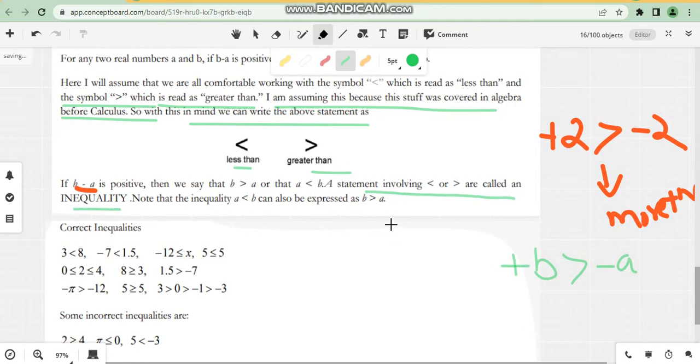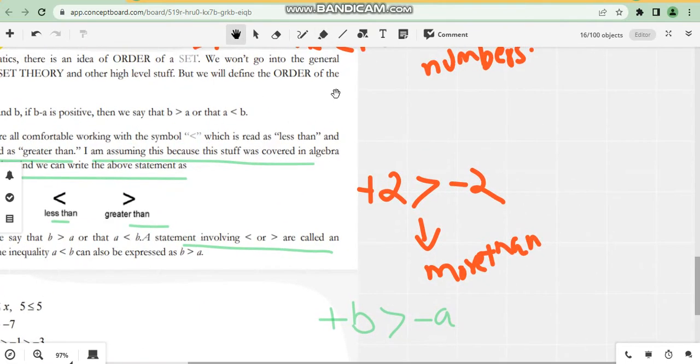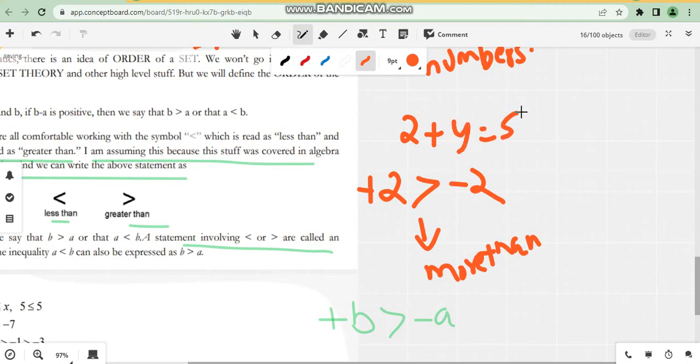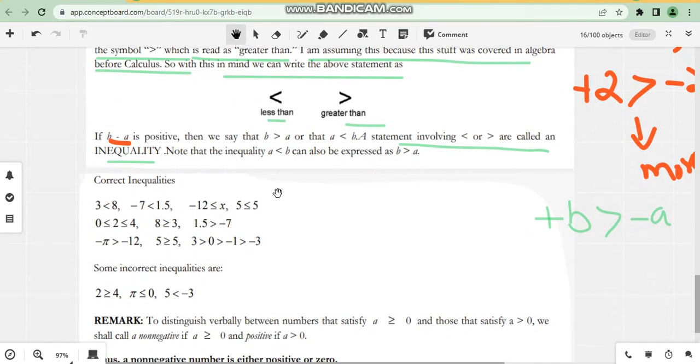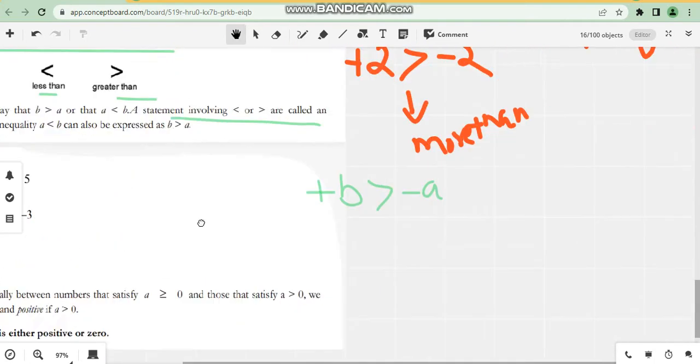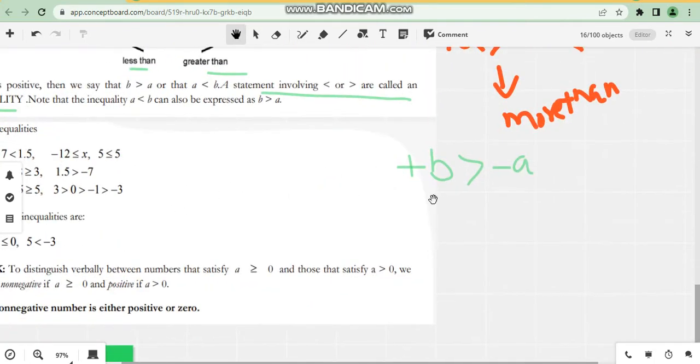When we solve a simple equation, for example 2 plus y equals 5, there is an equal sign, so this is equality. But when we compare using less than, equal to, or more than signs, it means that's an inequality: they are not equal to each other, but more than or less than each other. As I told you, the main thing is that positive numbers are more than negative numbers.